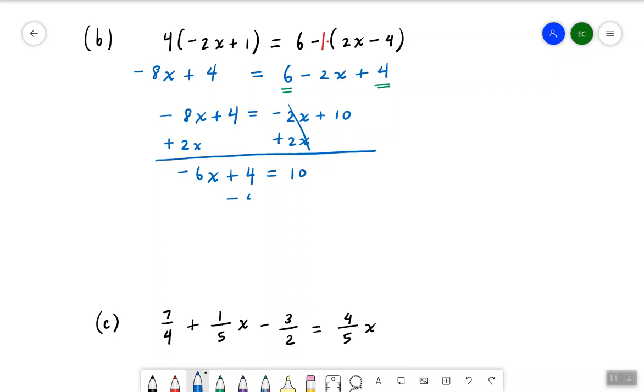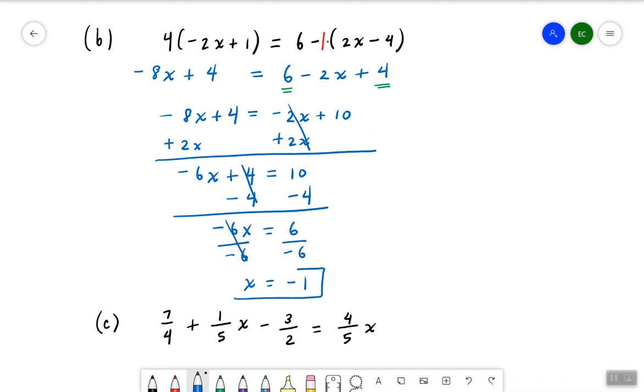And then let's subtract 4 on both sides to get the constants together on the right. And we'll have negative 6x equals positive 6. The last step, divide by negative 6. And we have x is equal to negative 1. Again, we might want to write that in set notation.